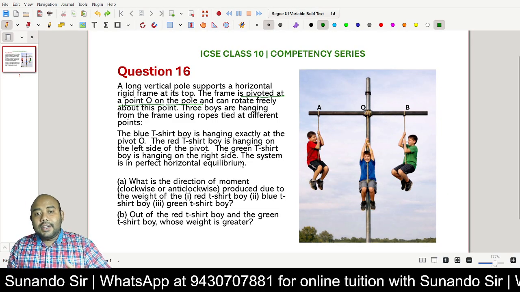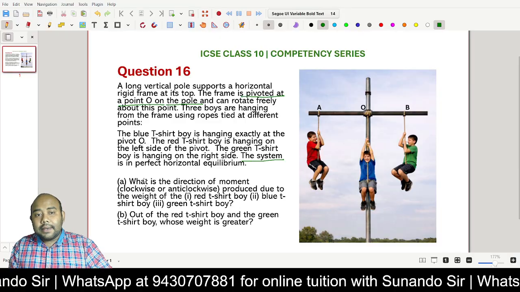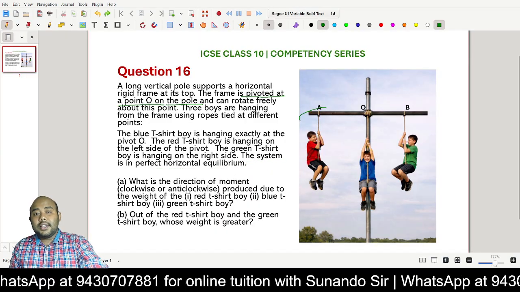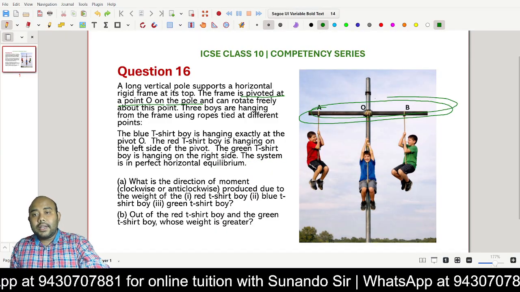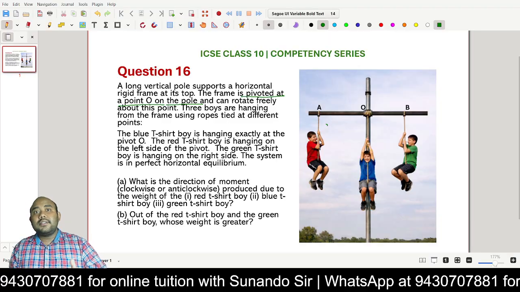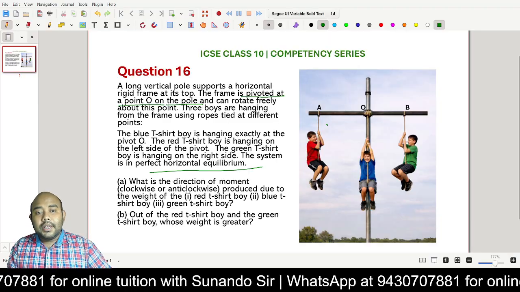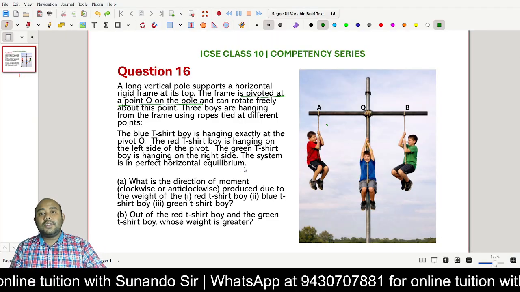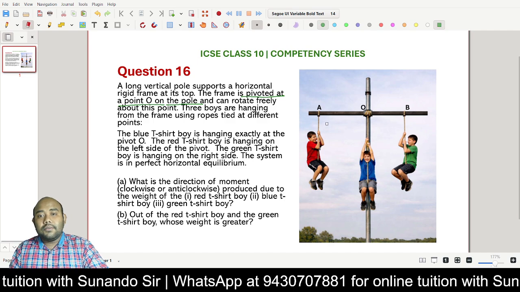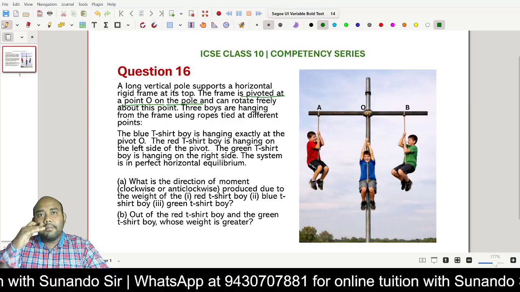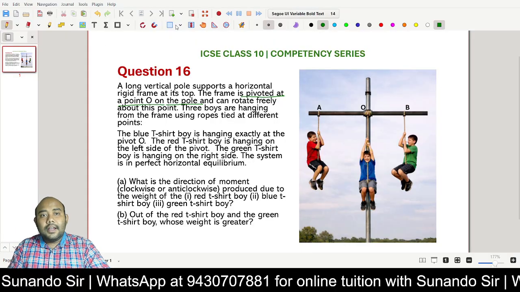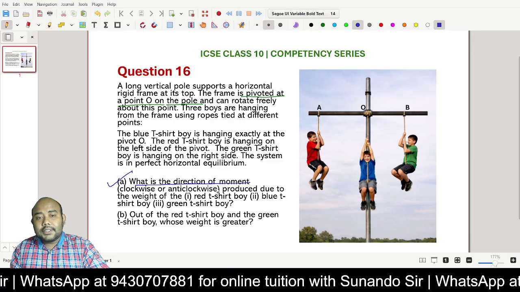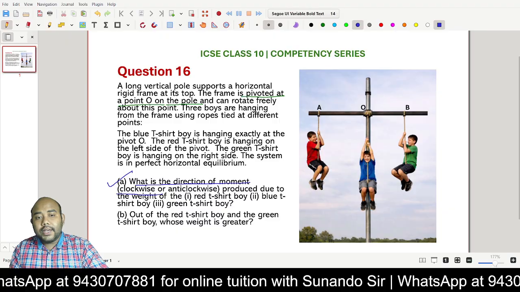Now a very important line is said, that is the system is in perfect equilibrium condition. That means this particular rigid frame, this horizontal rigid frame is in the state of equilibrium. It means that it is perfectly horizontal, balanced. It means it is not tilting on any one side. It is perfectly balanced.